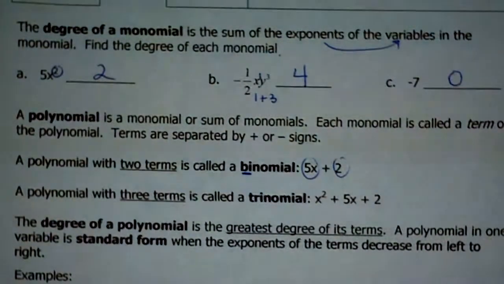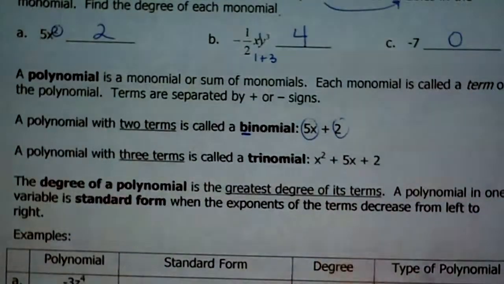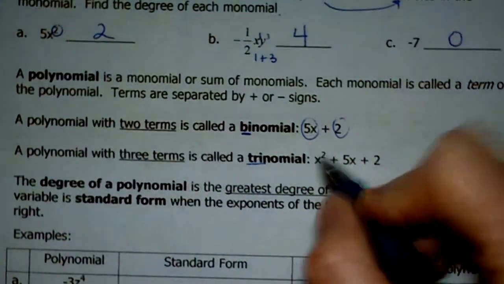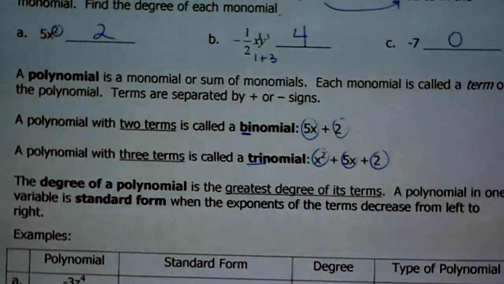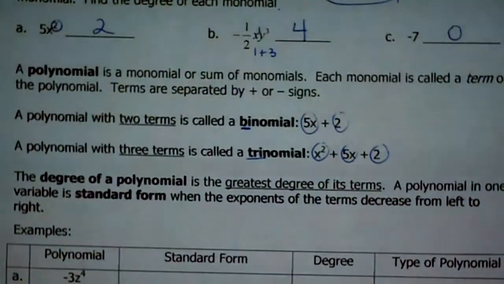That's a polynomial. A polynomial with three terms is called a trinomial, which makes sense because of that prefix tri. So again, we see that we have three terms that are separated by an addition sign.